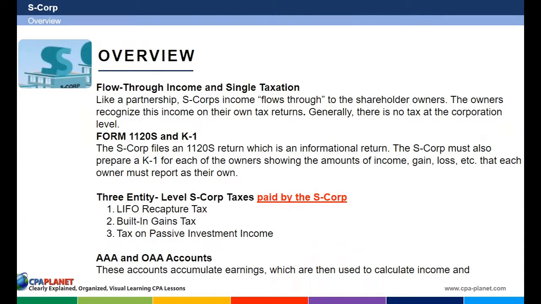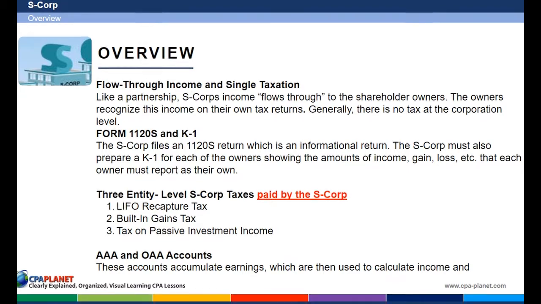Okay, we talked about flow-through income. There's no tax at the corporate level normally. S-corp files an 1120-S. C-corp files the 1120. The S-corp prepares a K-1, and the owners fill out their own K-1 forms, and that's how they pay. There are 3 entity-level S-corp taxes paid by the S-corp. We talked about this: LIFO recapture, built-in gains tax, and tax on passive investment income. And then there's a couple accounts which accumulate earnings, and then those are used to calculate income and taxes. We'll cover those in more detail later.